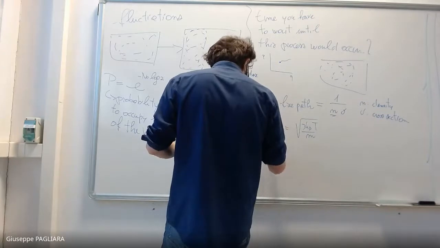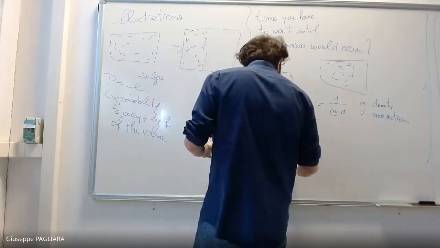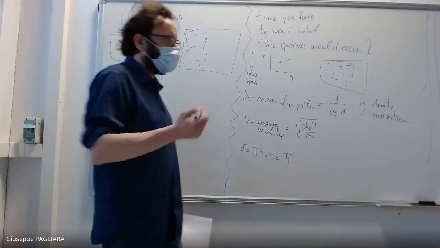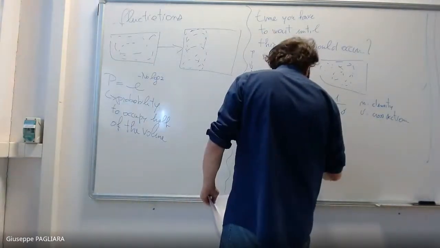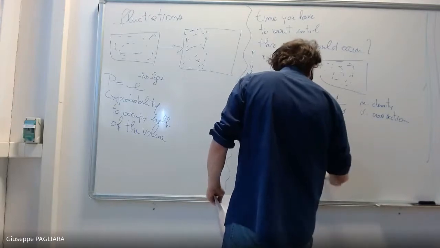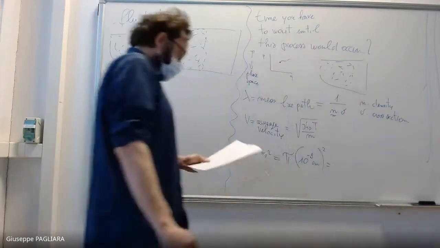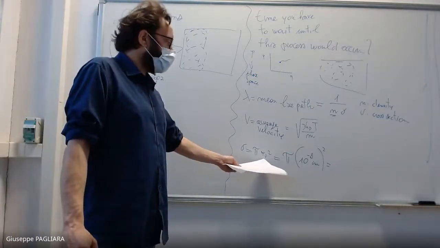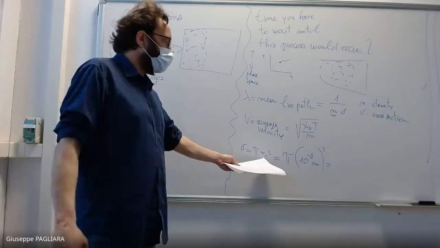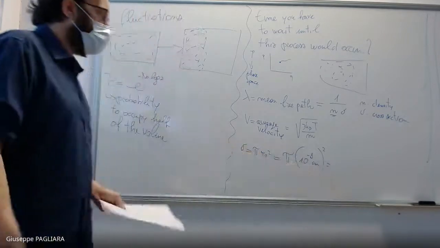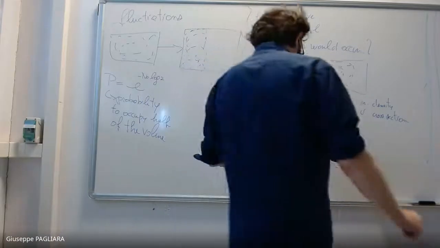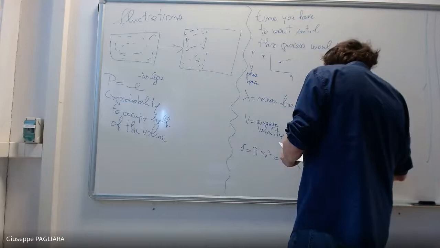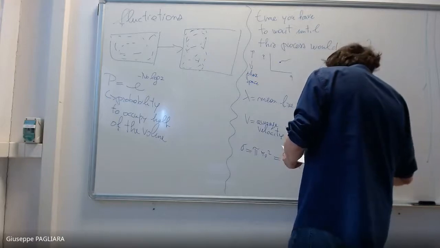So pi R0 squared. Suppose that R0 is an atomic scale, which is 10 to the minus 8 centimeters. Of course, here I'm considering a geometrical cross-section, which is pi R0 squared, and R0 is a scale of atomic physics, which is of the order of 10 to the minus 8 centimeters. And you get a cross-section which is of the order of 3 times 10 to the minus 16 centimeters squared.